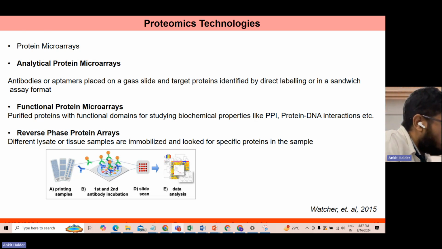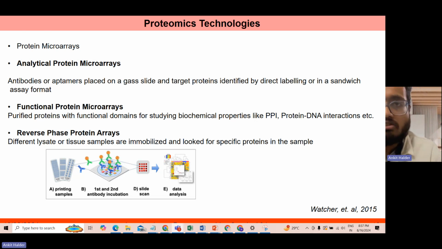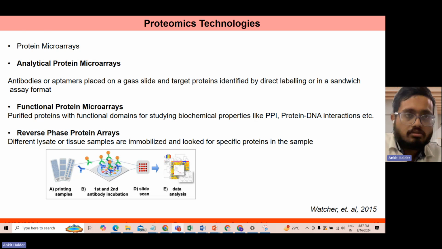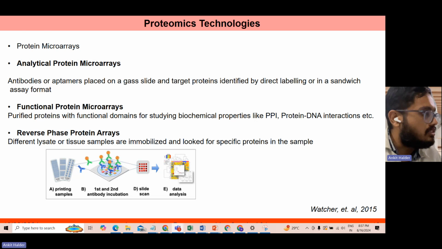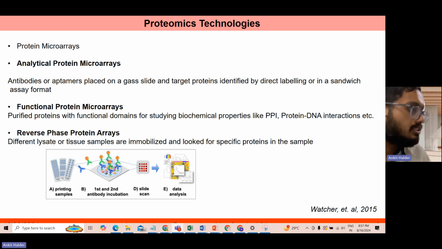So the basic workflow is given in this image, which you can do as well. These different lysate or tissue samples are immobilized and look for specific proteins. So, printing samples, then primary and secondary antibody incubation, light scan, and data analysis.